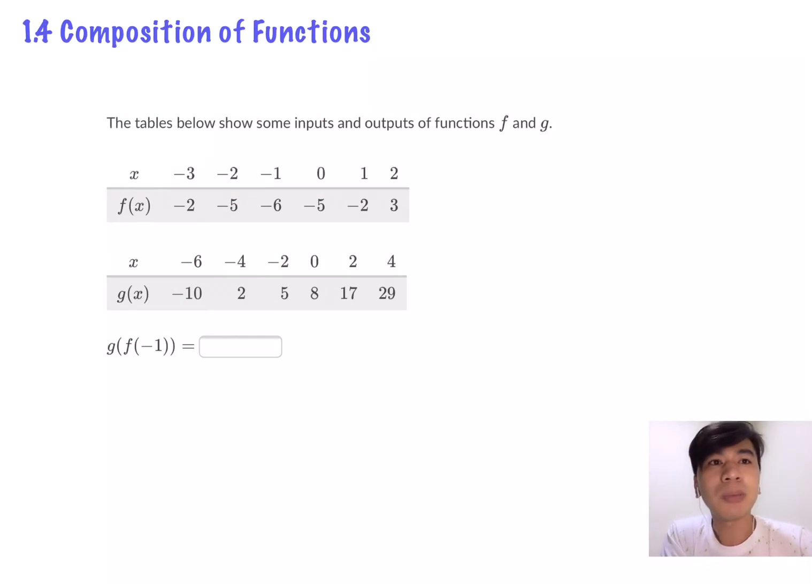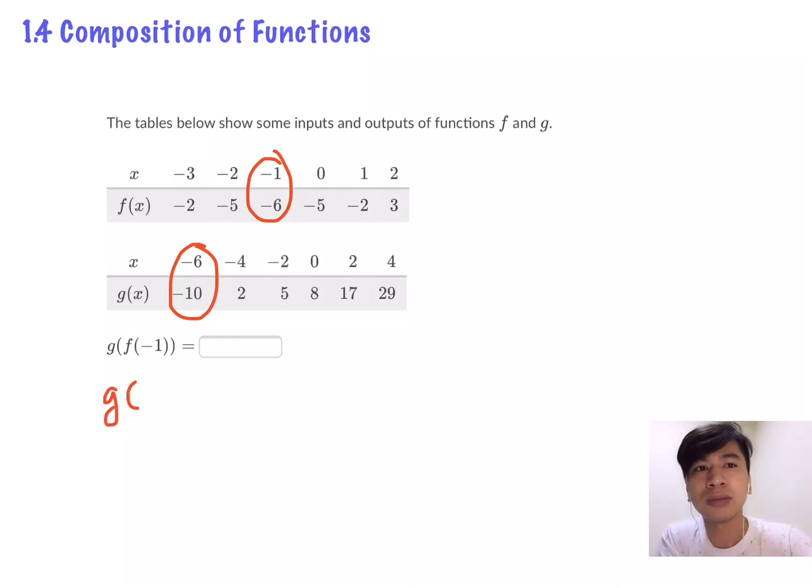One more, for the tables. The tables below show some inputs and outputs of functions f and g. We're asked to find g of f of negative 1 over here. So let's begin with f of negative 1. F of negative 1 happens when x equals negative 1, and f of x has a value of negative 6. Now from there, maybe I'm too fast, g of negative 6, when x is equal to negative 6, g of x will be negative 10.